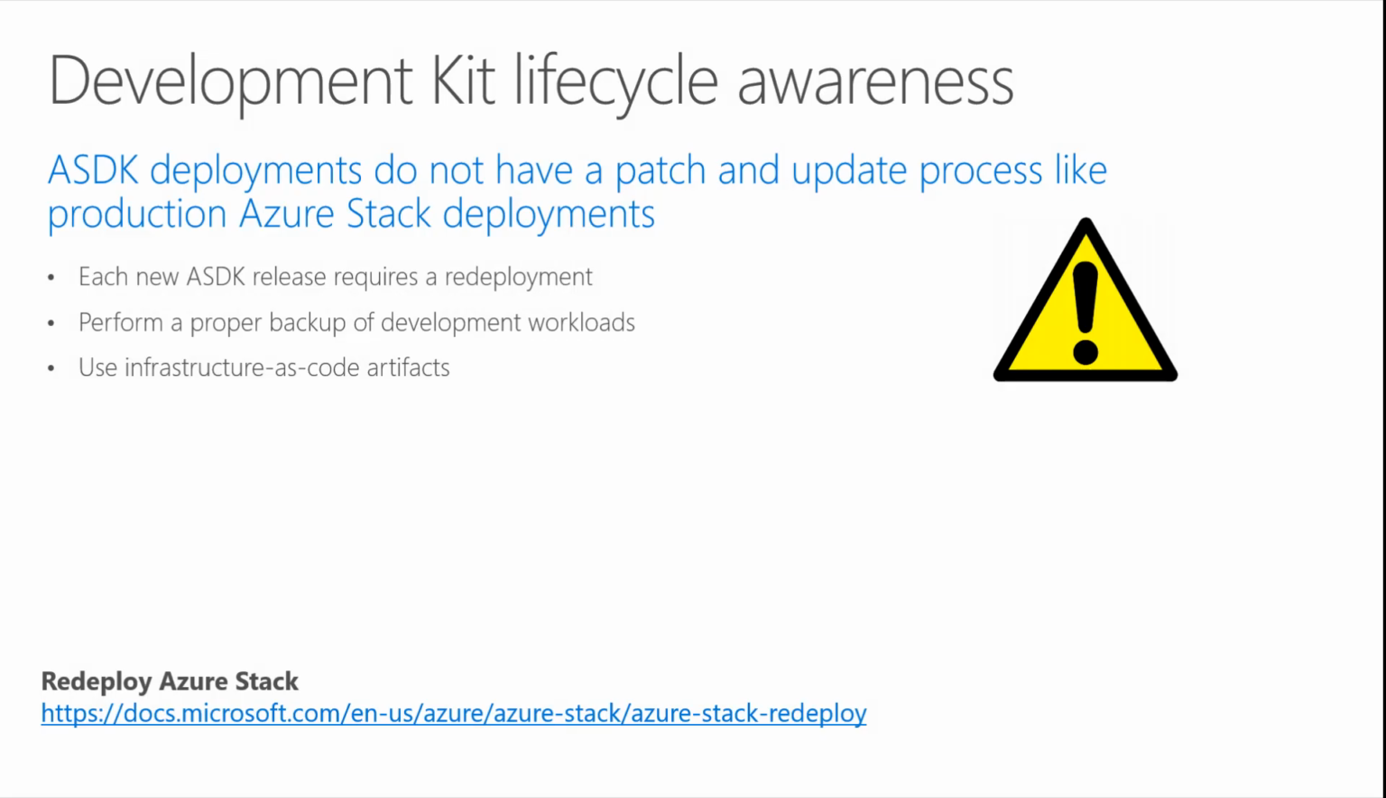Updates. We've talked about the patch and update process. Every ASDK requires a complete redeployment based on the way it is. So make sure if you have any development or deployment workloads in dev test that you back up that data in particular. If you had scripts to run this, use infrastructure as code artifacts, your ARM templates, and make sure you save all that. And there's documentation at the bottom there for redeploying.